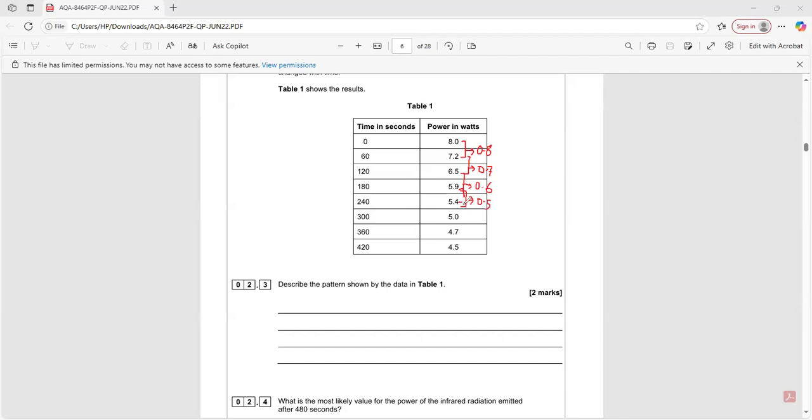Yes. The difference between 5.4 and 5.0 is 0.4. The difference between 5.0 and 4.7, I'm expecting it to be 0.3, and it definitely is 0.3. And then finally, the difference between 4.7 and 4.5 is what? 0.2.